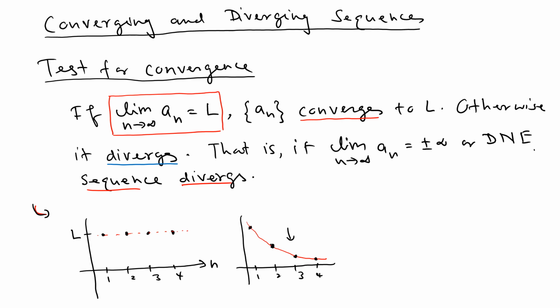And the other case is something like this, which is the most common situation. What happens is, let's say there's a value, and that's the L value.